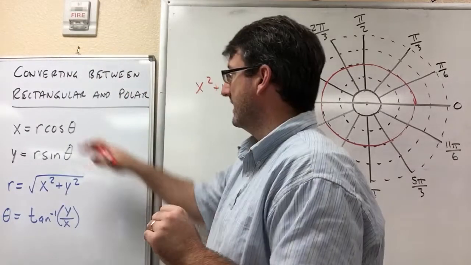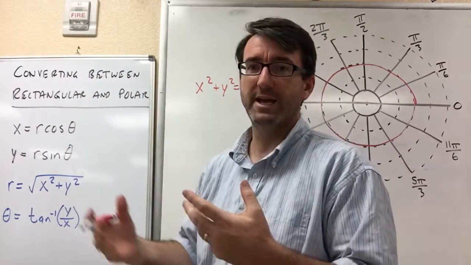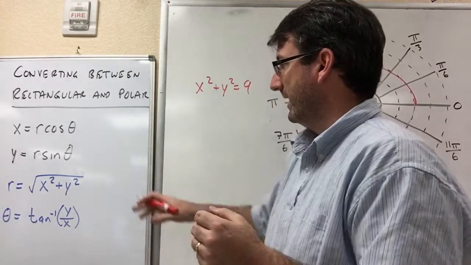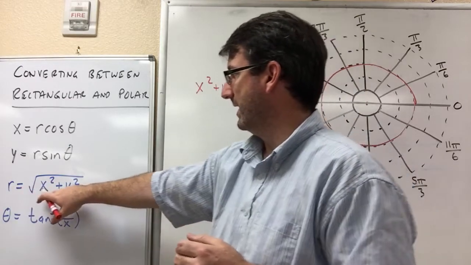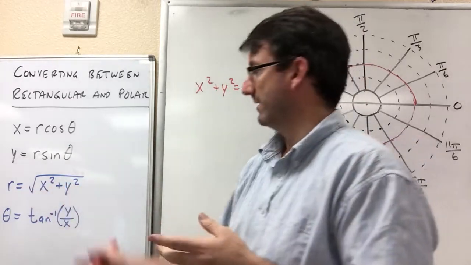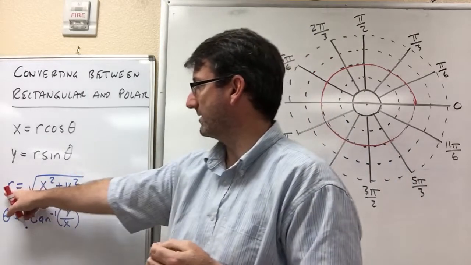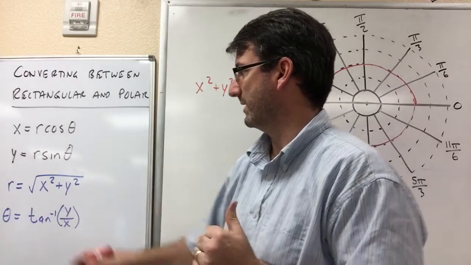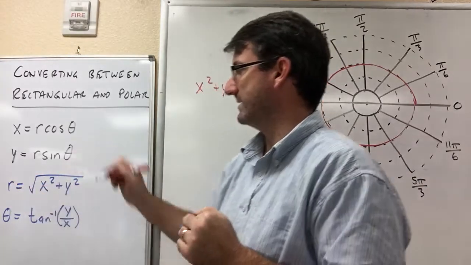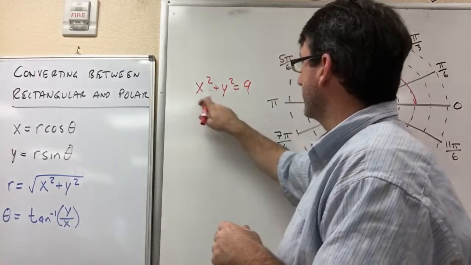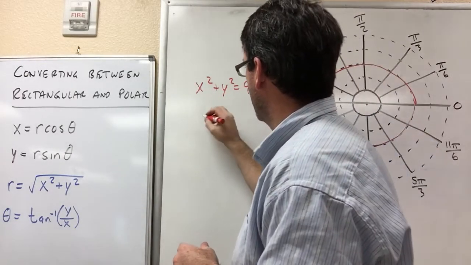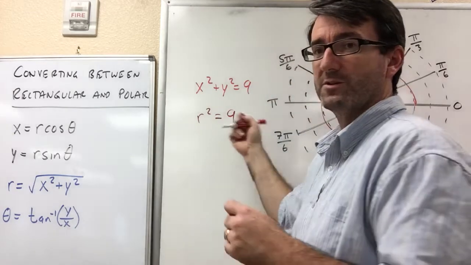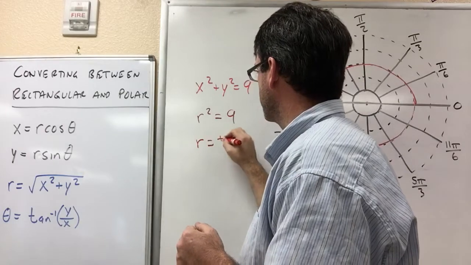Remember that we've got these equations to convert between rectangular coordinates and polar coordinates. So one thing that we could do here is notice that r is equal to the square root of x squared plus y squared. Well, if we squared both sides, r squared is equal to x squared plus y squared. So we could replace this x squared plus y squared with r squared. And then if we took the square root of both sides, we get that r is equal to plus or minus 3.